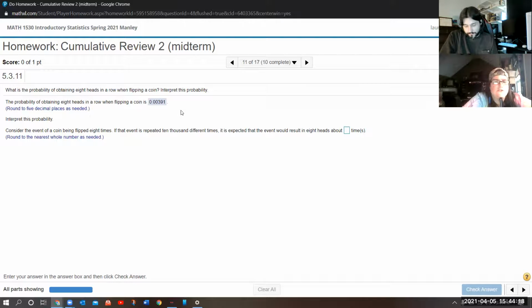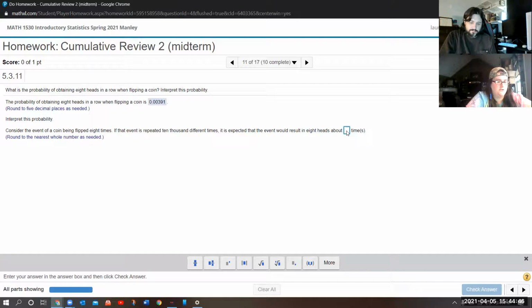Consider the event of a coin being flipped 8 times. If that event is repeated 10,000 times, you would multiply 10,000 by this number. Yep. Round to the nearest whole number. 40. Not 40. Well, wait. 39.0625.